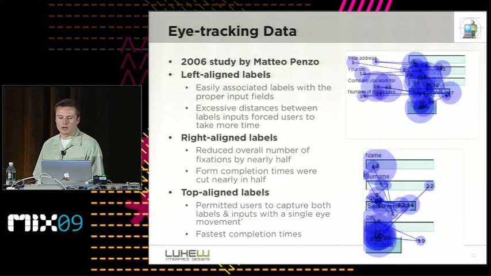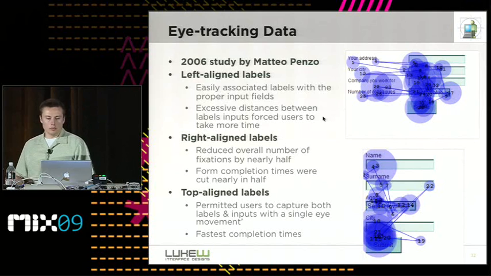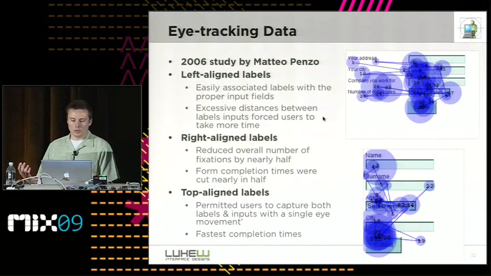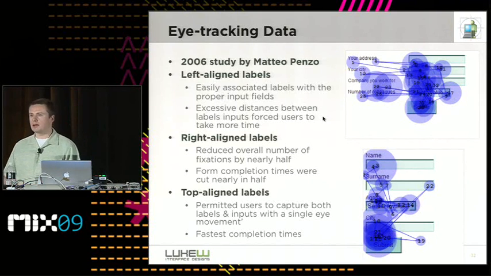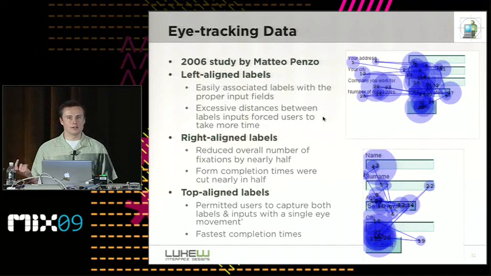I alluded to some of this eye tracking data that illustrates some of the pros and cons of these top, left and right aligned labels. And in this study by Matteo, the right aligned labels as compared to left aligned labels of a simple form reduced completion times by nearly half. Which when you're dealing with a situation where you want somebody to buy something or you want somebody to register for something or you want somebody to move through any kind of form quickly and easily, which, trust me, everybody wants to do. Nobody likes filling in web forms.